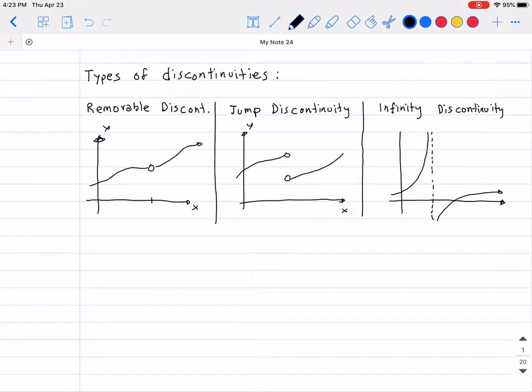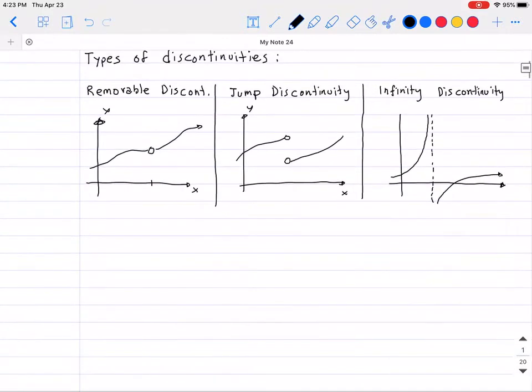Okay. Now, thinking about limits and how that applies to all of this, limit coming from the right and limit coming from the left. For removable discontinuity, you can see that the limit as x approaches a coming from the left is the same as the limit as x approaches a coming from the right-hand side. So you can clearly see on the graph that, yeah, coming from the left and coming from the right, the limits are the same and they do exist.